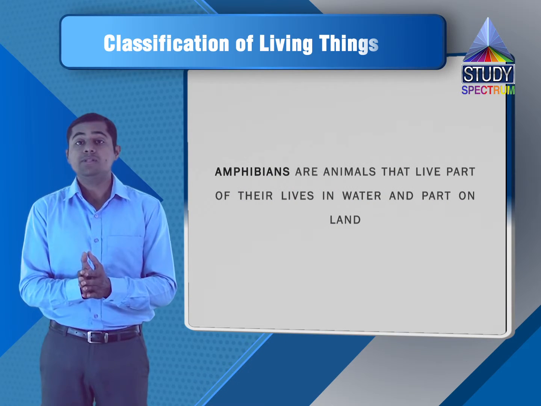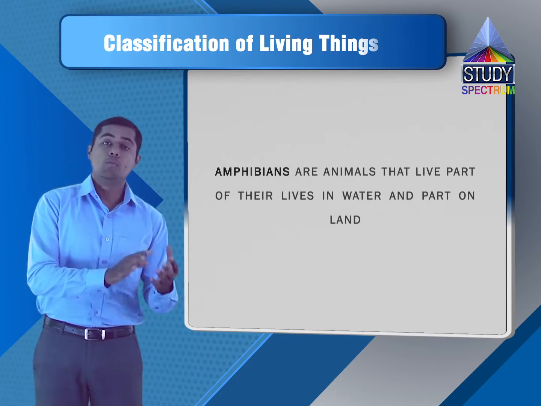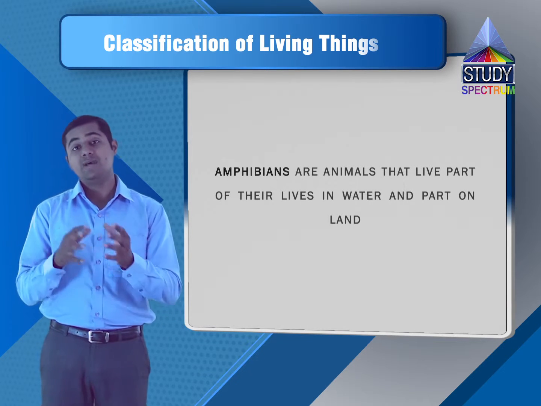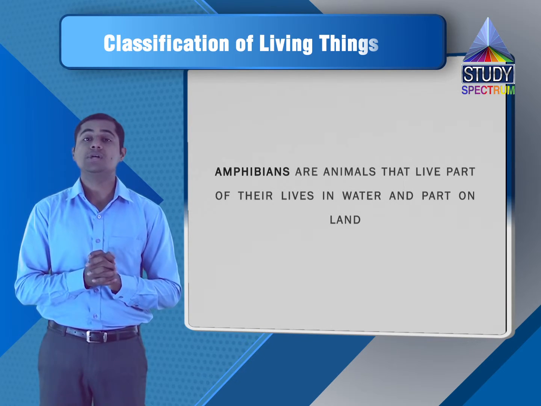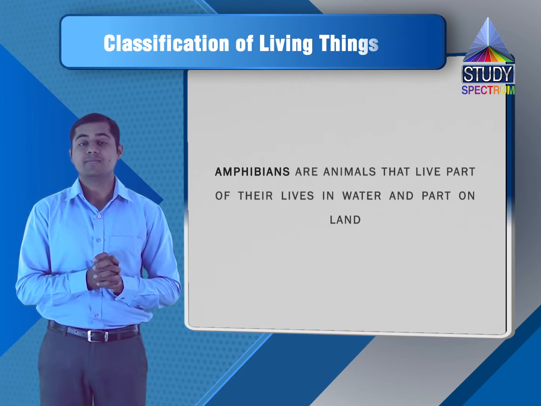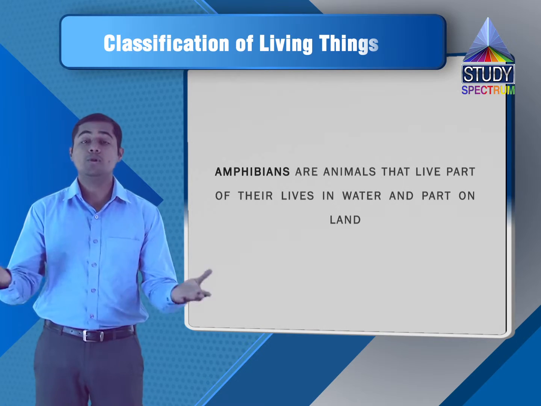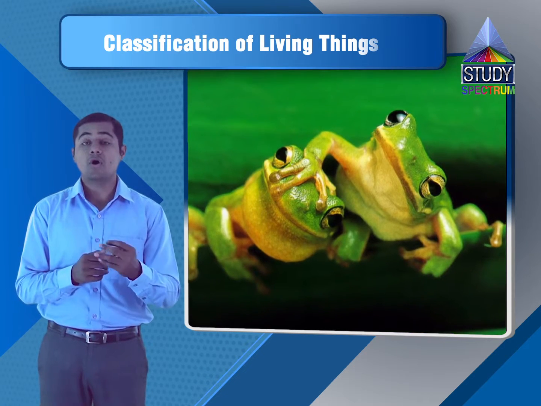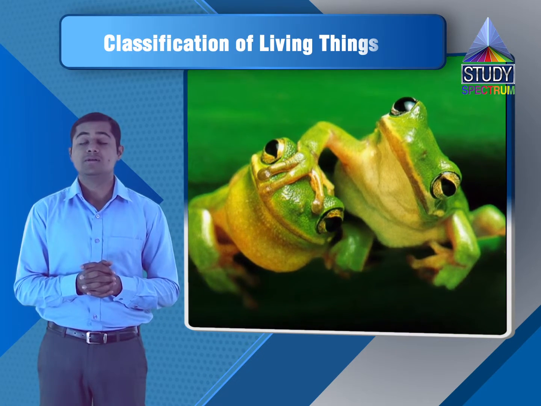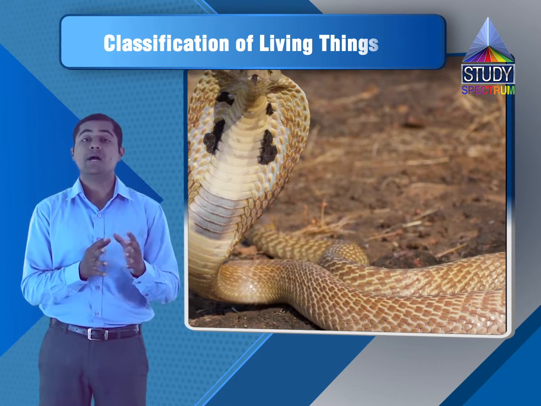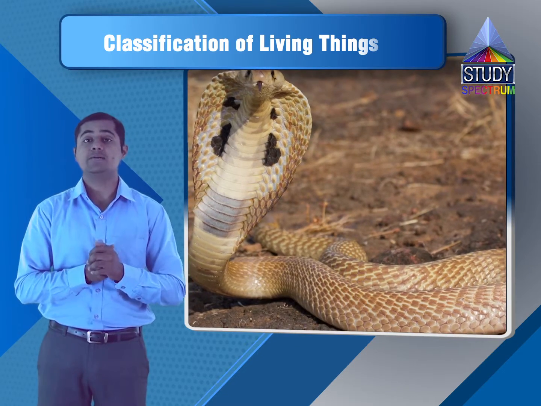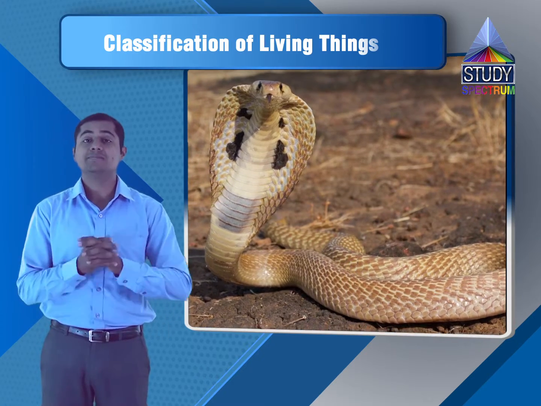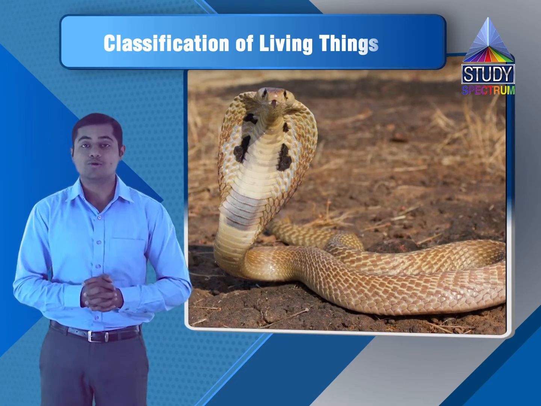Now, the animals which can live in both habitats, inside the water as well as on the land, are called amphibians. They can be on both parts. That is called amphibian animals. Frog is an amphibian animal. Some kinds of lizards and some kinds of snakes are amphibian animals. They can live both on the water and ground.